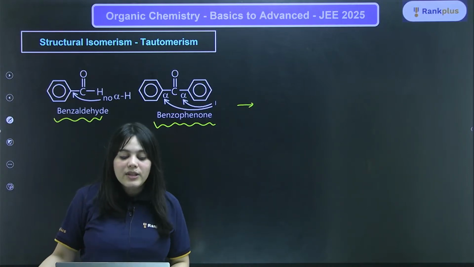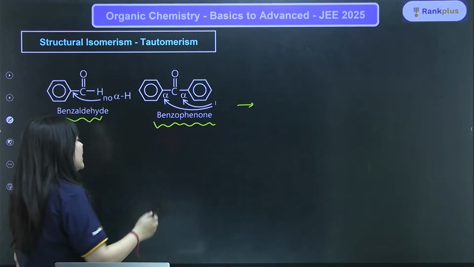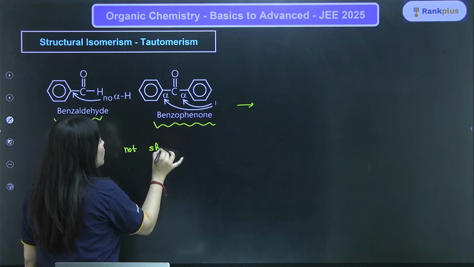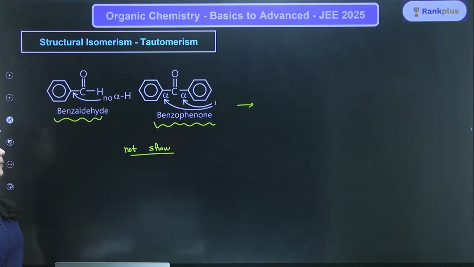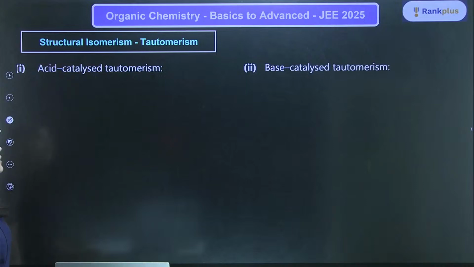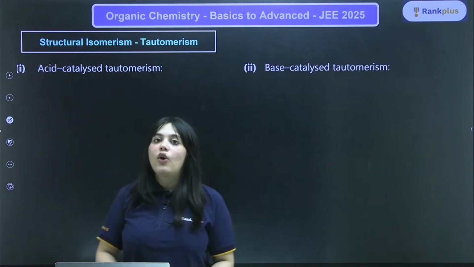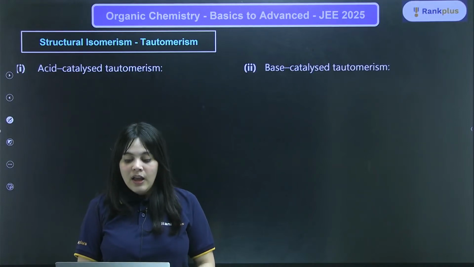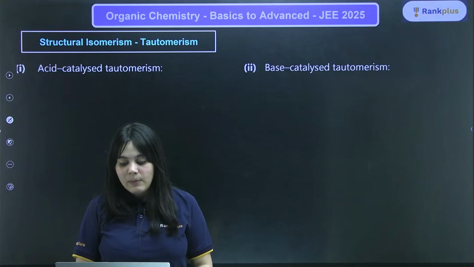Both of them have no alpha hydrogen, so these will not show tautomerism. No alpha hydrogen, no tautomerism. Now, once again, I am going to tell you about tautomerism in acid catalyzed as well as base catalyzed reactions. Why am I teaching you this right now?